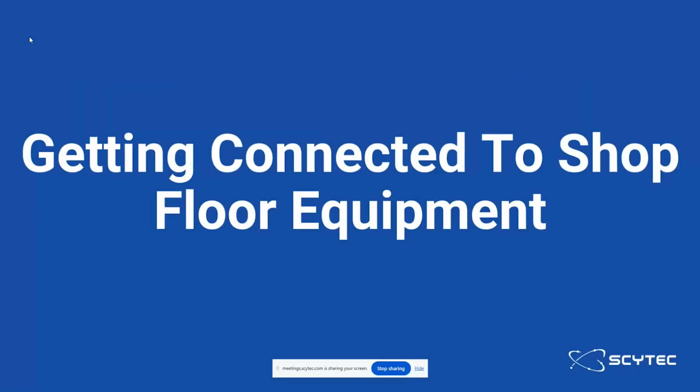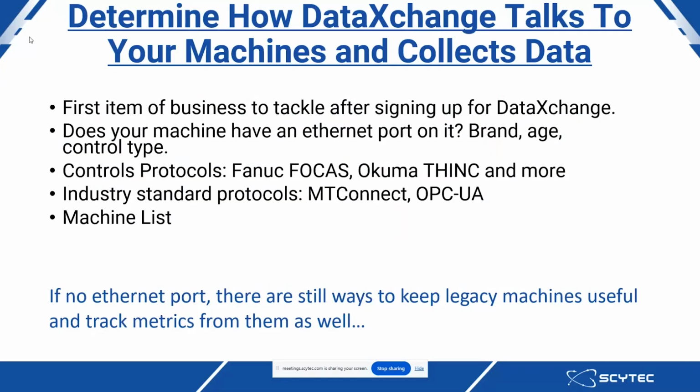So the first order of business when you sign up for Scytec DataXchange machine monitoring is how we get connected to your equipment and then pull information off of that to populate the manufacturing charts and dashboards that are available inside of Scytec DataXchange. So what we need to know is, does your machine have an Ethernet port on it, as well as the brand, the age, and the control types?